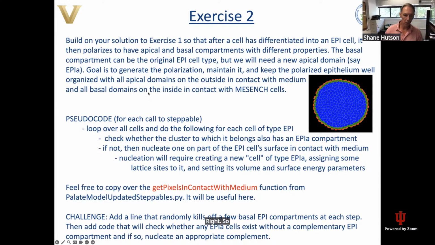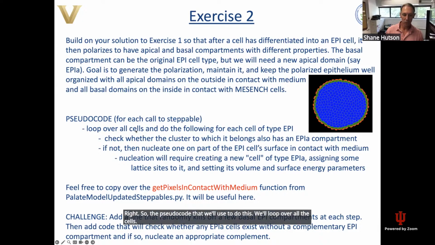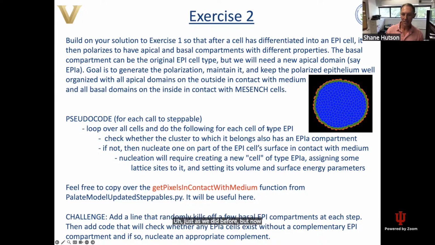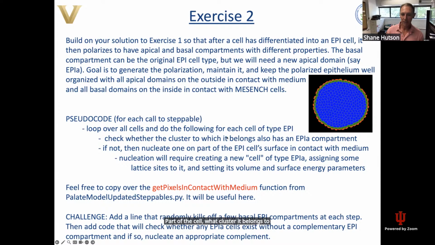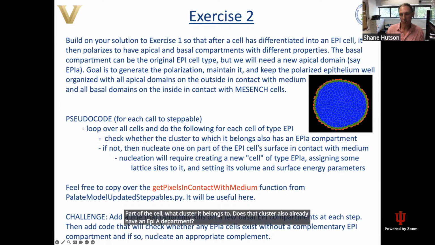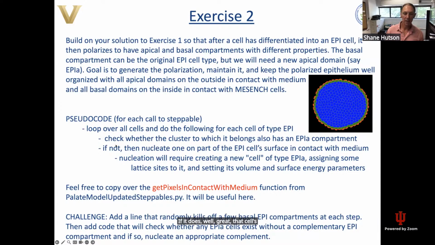So the pseudocode that we'll use to do this, we'll loop over all the cells, just as we did before, but now for each cell that's of type epi, we'll check what cluster it belongs to. Does that cluster also already have an epi-A compartment? If it does, great, that cell's already polarized. If it doesn't, then we need to form one.